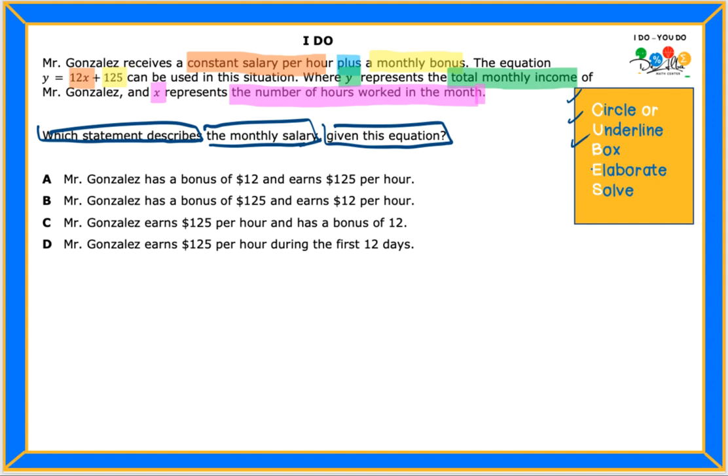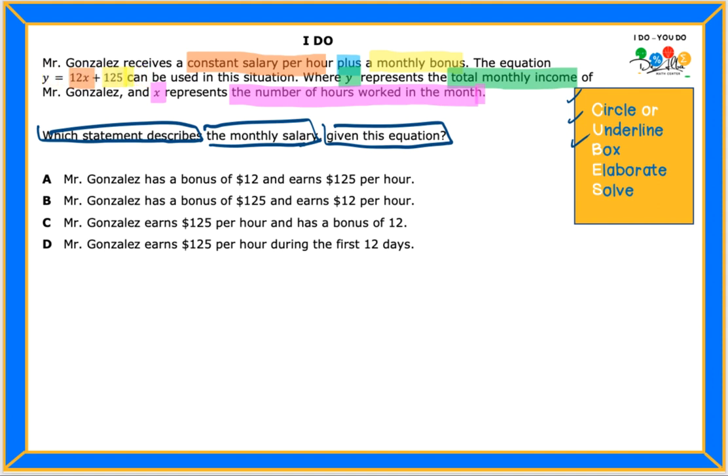For elaborate, guys, since I have to go from an equation to a verbal description, you see, we got an equation, we have to go to a verbal description. The strategy that I'm gonna do is, for each of the choices, I'm gonna be analyzing each sentence and generating its own equation. And then I'm gonna compare the equation for each of the choices with the equation that's given right here. You see it, guys?